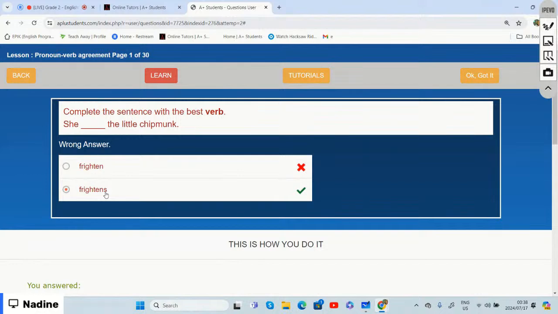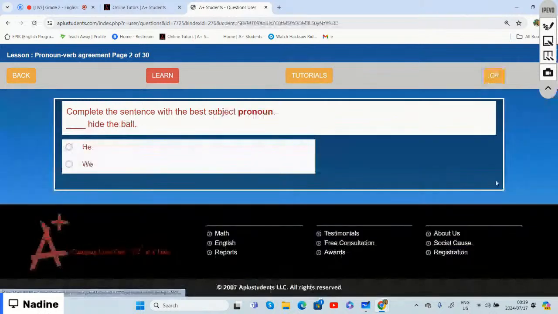dances, sings, laughs, runs, walks, because it's one person doing something. If more than one person does something, right? If we, they, or you does something, then our verb doesn't end with an S. Then we can say frighten, laugh, dance, sing, walk without the S. So option 2 is our answer, right? But well done for trying.